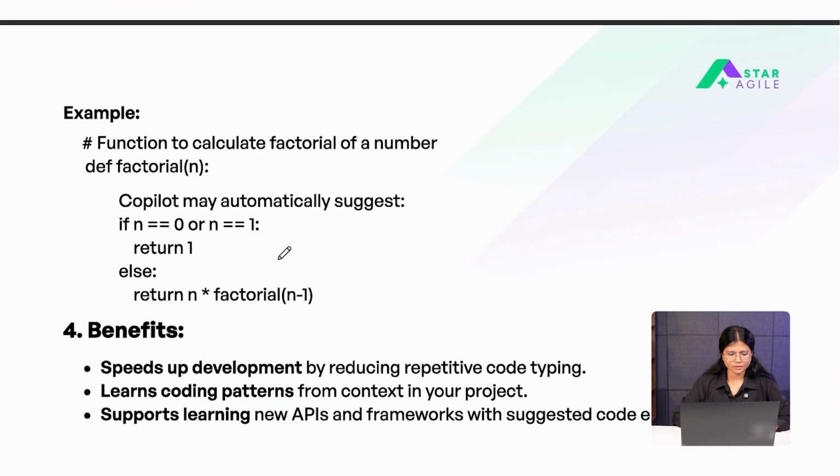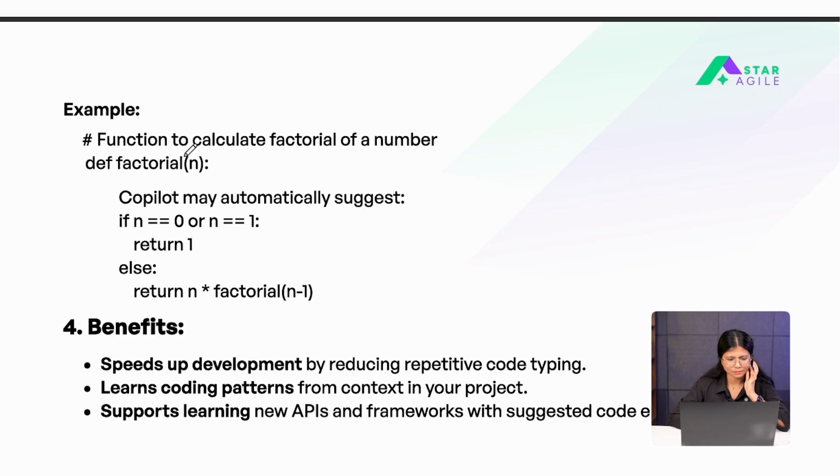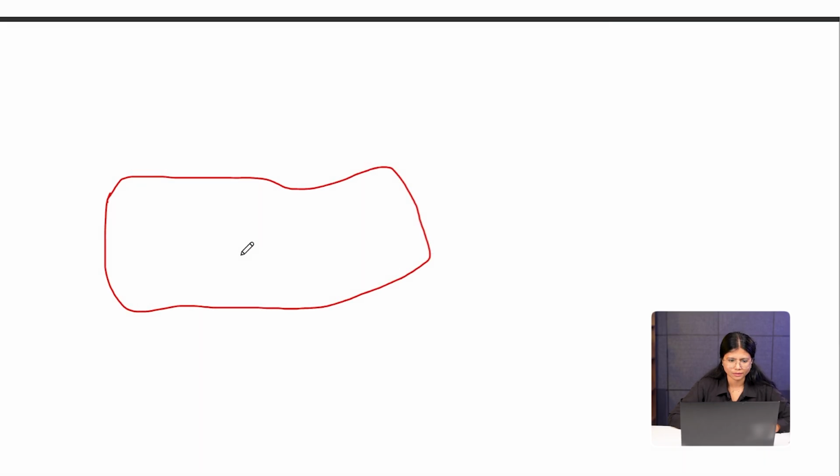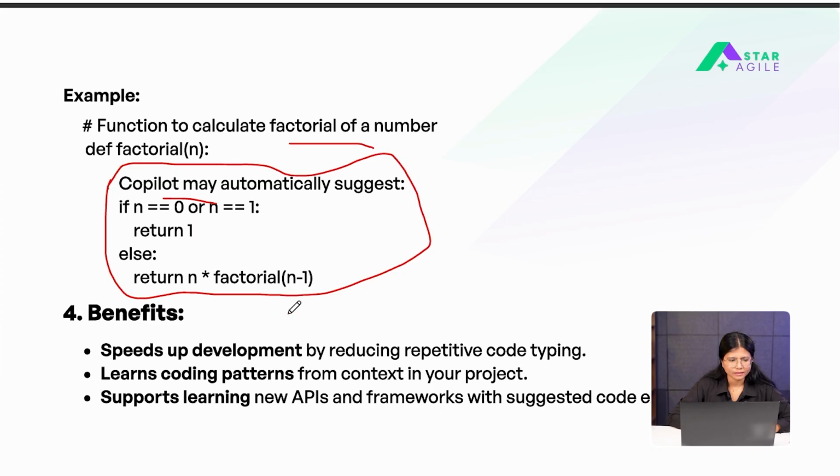Here I have given an example: a function to calculate the factorial of a number. Copilot may automatically suggest the code, the suggestion is given by Copilot itself. That is the work of GitHub Copilot. That's how GitHub Copilot works.